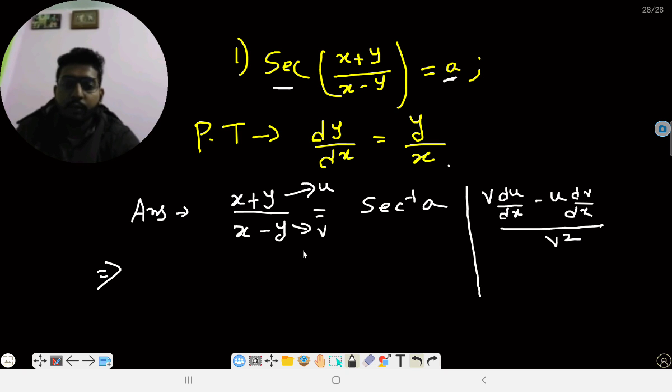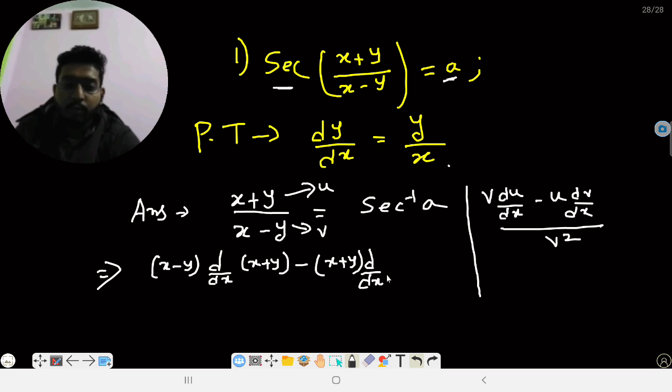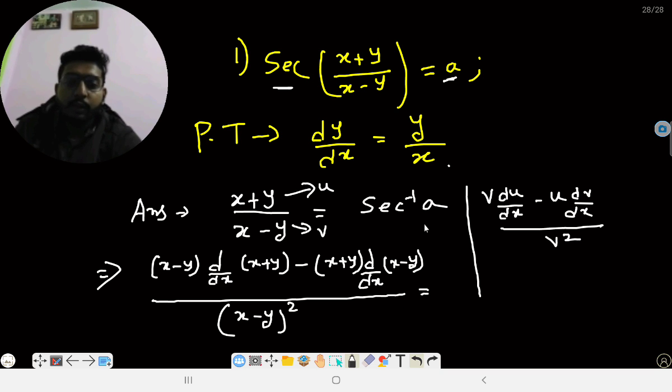Now here you can see this is the u and this is the v. So there the formula will be (x minus y) into d/dx of (x plus y), minus, now the opposite one. Now x plus y will be the constant one. We have to differentiate x minus y. So that will be (x minus y) whole divided by v square, that means (x minus y) whole square. And now look at this. A is a constant, so sec inverse a also being constant, so the differentiation of that one will be 0.